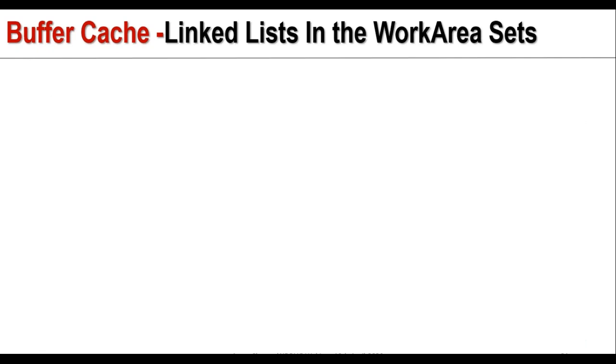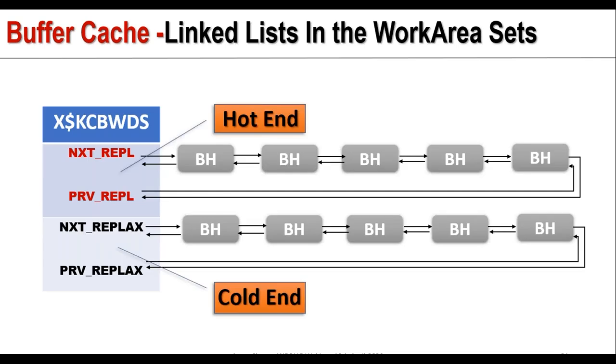Now, in terms of these linked lists, if you really want to see them, they are available to you in X$KCBWDS in terms of these particular columns. They are not something you need to check, but the next replacement and previous replacement are about the hot end, and the next replacement AX is your auxiliary list or your cold end.